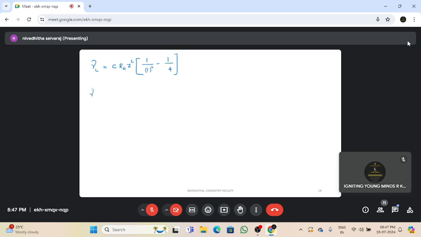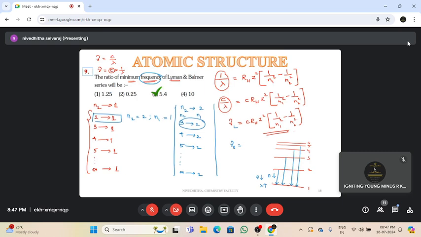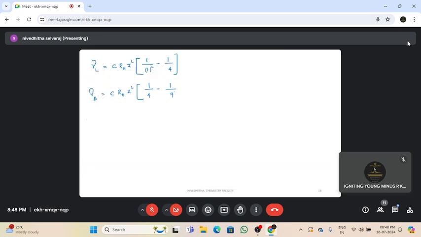And how about Balmer? Frequency is velocity of light, Rydberg constant, atomic number divided by. So according to Balmer series, n1 value is 2. So 2 square is 4, minus 1 by n2 value is 3. So it is 9. So we have to simplify those formulas. So C into Rydberg constant atomic number here, 1 minus 1 by 4. So what is that? 1 minus 1 by 4 is 3 by 4. That's it.